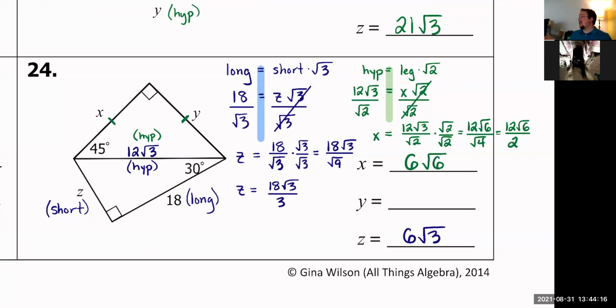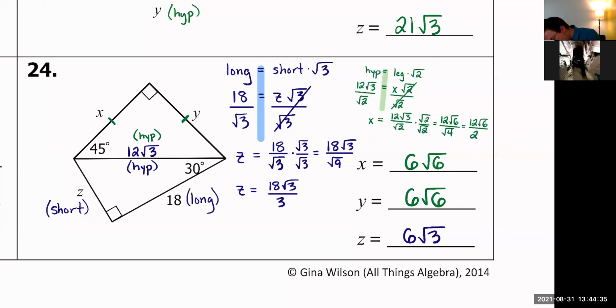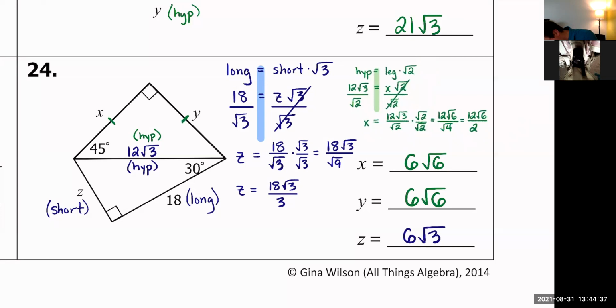We're in luck though, because now that I know x, I also know y. What a mess. Let's just shrink. I love technology.